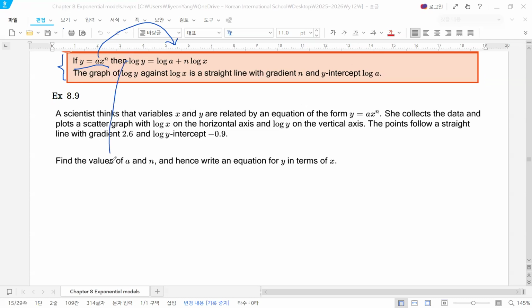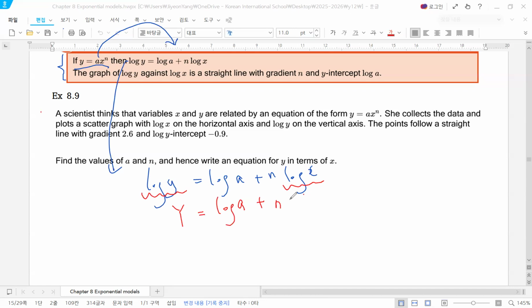Okay, guys, so log y equals log a plus n times log x. If you cannot see clearly that it's a straight line graph, you can substitute log y as big Y, equals log a. Log a is just a number, right? Plus n times, you can substitute log x as big X. Do you understand? Then it looks like y equals c plus mx. Can you see that? Therefore, this is a straight line graph with gradient n and y-intercept log a.